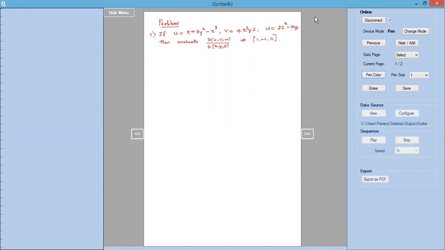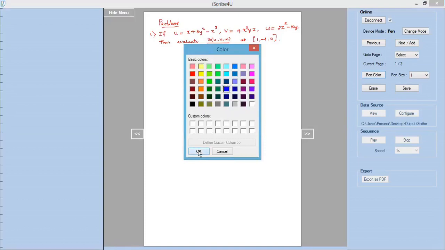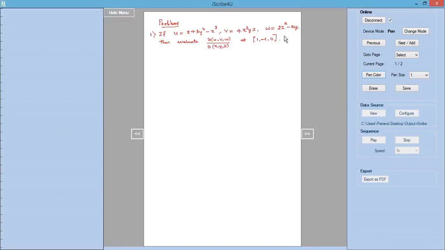We need to obtain the Jacobian of u, v, w with respect to x, y, z at the given point, that is 1, minus 1 and 0. Given the functions u, v, w, first we will find the partial derivatives with respect to x, y, z respectively, then substitute in the formula for the Jacobian and evaluate at the given point. Solution.